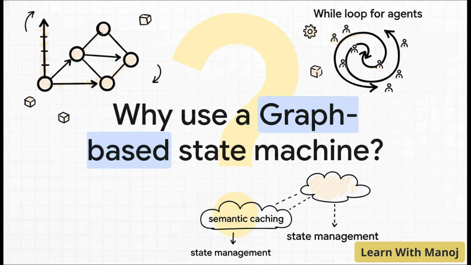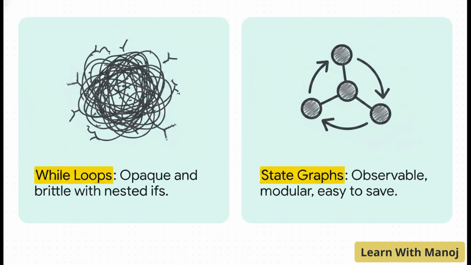All right, final question to really evaluate how the industry standards have shifted. Why use a graph-based state machine instead of a simple while loop for agents? And this brilliantly illustrates why frameworks like LangGraph absolutely took over the industry. The traditional while loop method is opaque, it's brittle, and honestly, the nested error handling is a total nightmare to debug. But look at the graph-based approach.